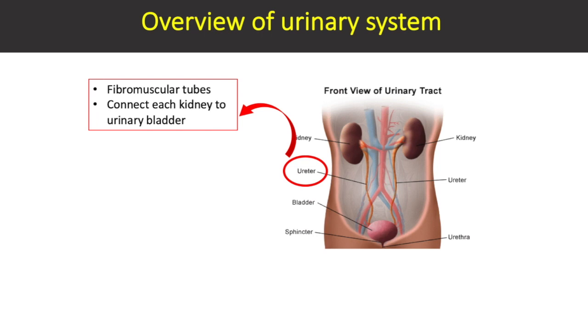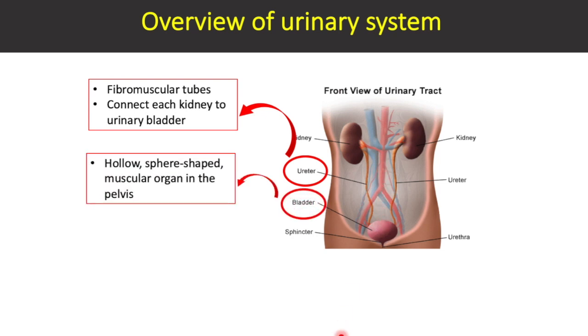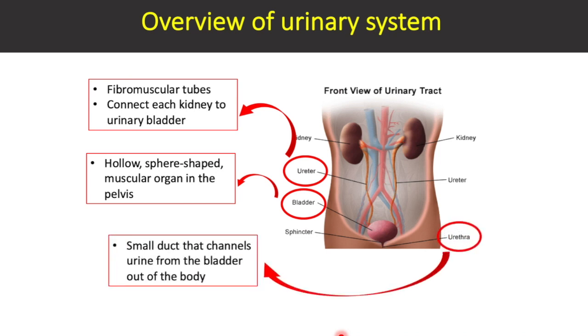Ureter, it is a fibromuscular tube. It connects each kidney to urinary bladder. Urinary bladder, it is a hollow, sphere-shaped muscular organ in the pelvis, whereas urethra is a small duct that channels urine from the bladder out of the body.